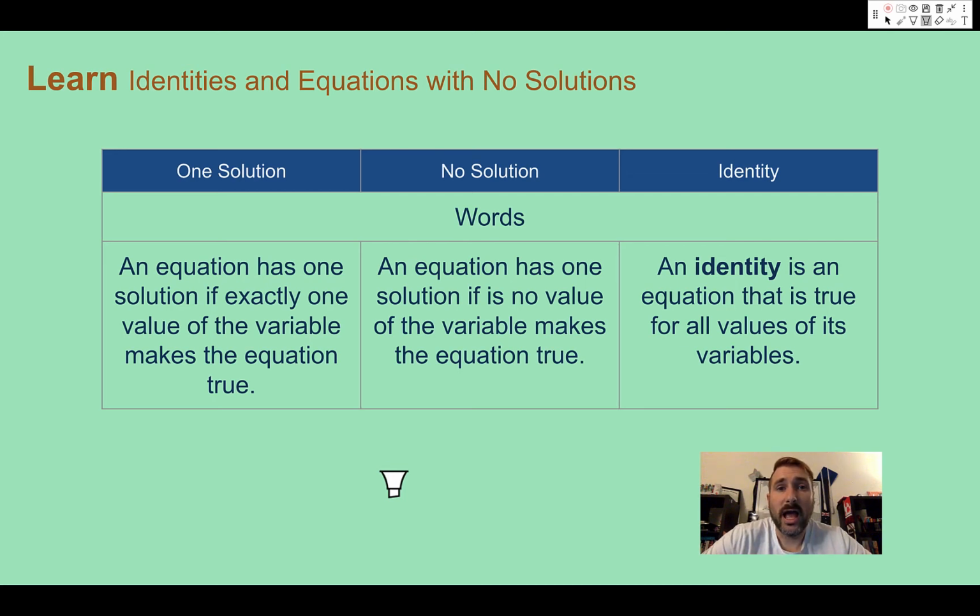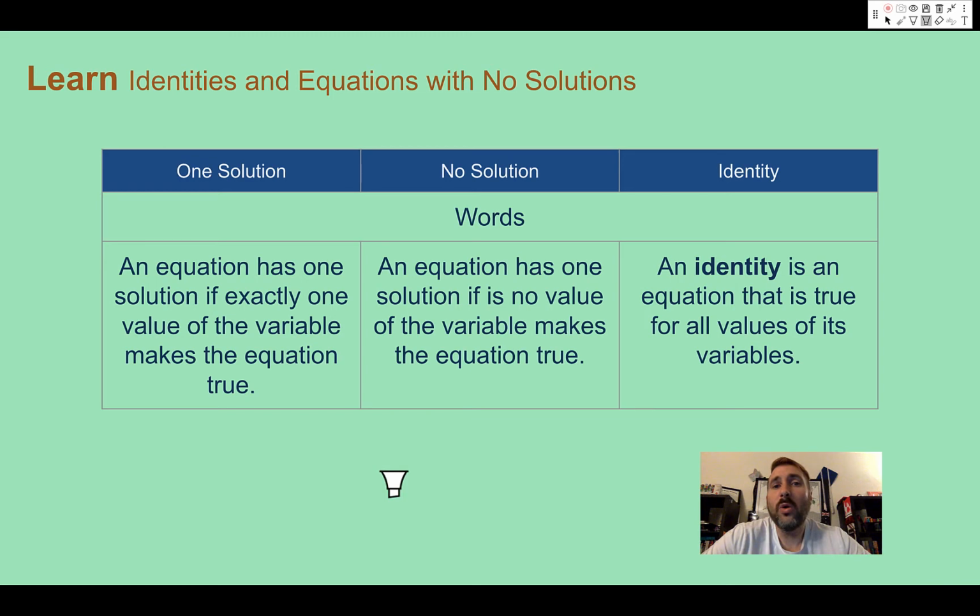Let's learn identities and equations with no solutions. When we're solving with a variable on both sides, there are three possible things that could happen. As we just saw, we can get one answer, that's one solution.